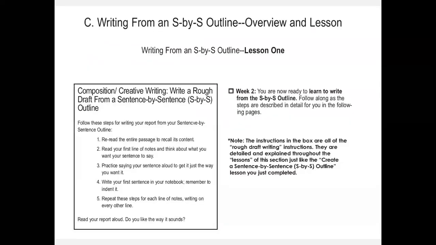All right, now we're going to move into writing from it. And again, this says at the top, C, writing from an S by S outline, and then it's lesson 1. And again, all of the steps are all together. And in a regular sentence by sentence outline with the source given, these will all be put together like this. But we're in these tools and tricks, and one of the lessons in each first semester Meaningful Comp book, they are broken down page by page.